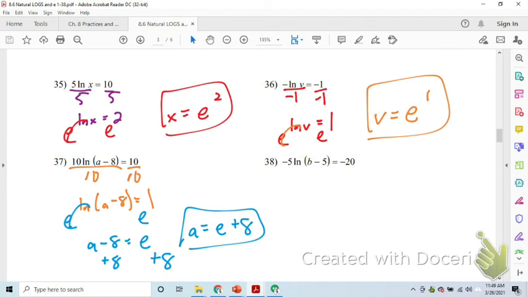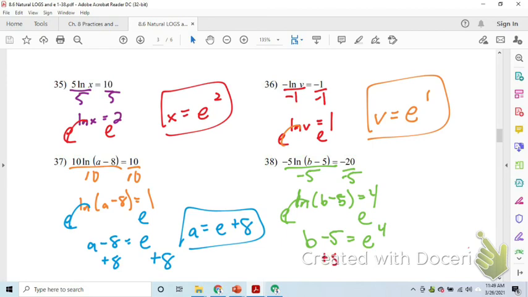I promise. Last but not least, here we go. We're going to divide both sides by negative 5. Get the natural log of b minus 5 is equal to 4. So then I'm going to put an e there. I'm going to put an e there. E's everywhere. So I get b minus 5 on the left side. My right side is e to the 4th power, which would be a large number, no doubt. But then we add 5 to both sides. So it makes that number even larger. b is going to equal e to the 4th power plus 5.